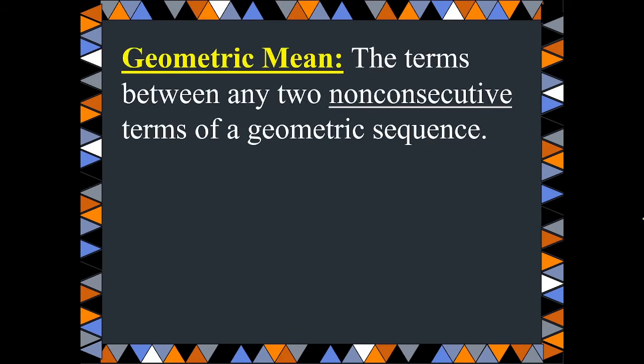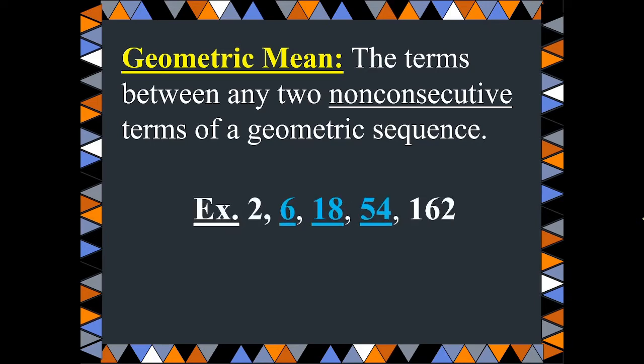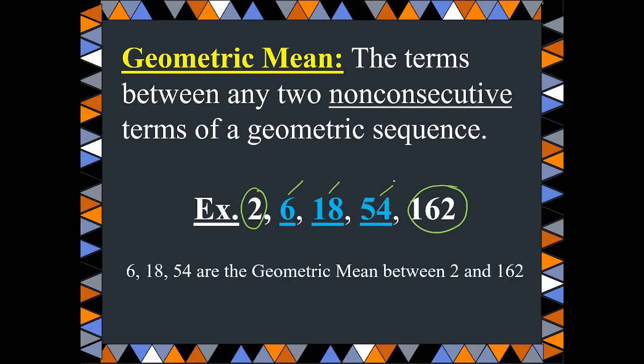Geometric means are the terms between any two non-consecutive terms of a geometric sequence. For example, I'm going to give you this. This is a geometric sequence. And the numbers between 2 and 162, these three numbers here, 6, 18, 54, these are what you call the geometric means between 2 and 162. So we will be solving these numbers in our next examples.